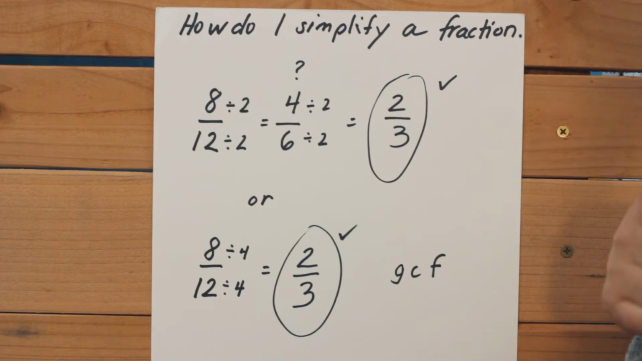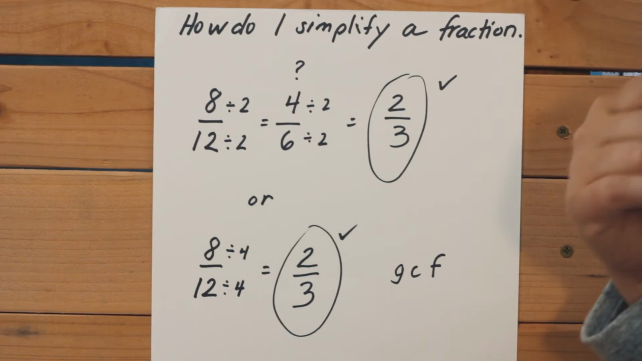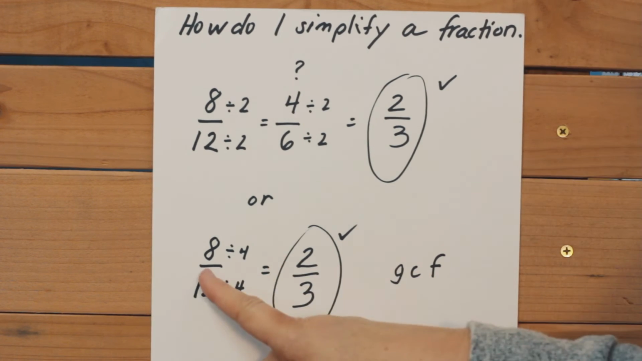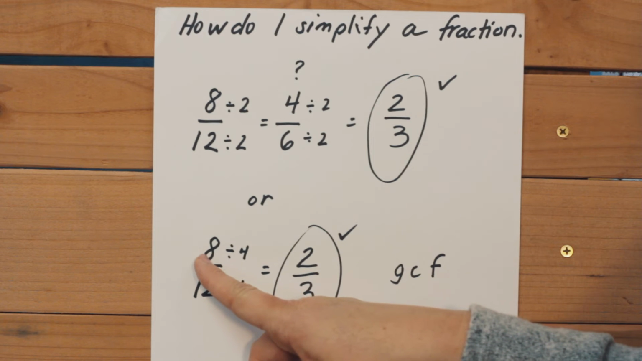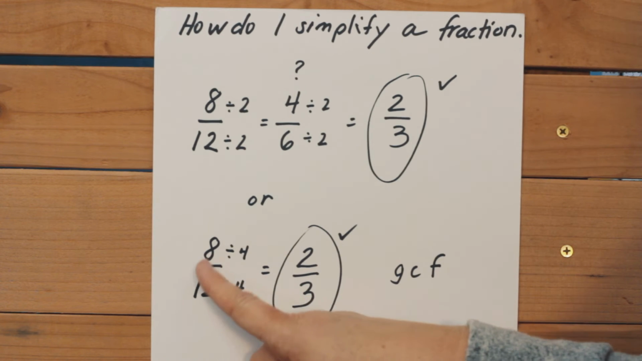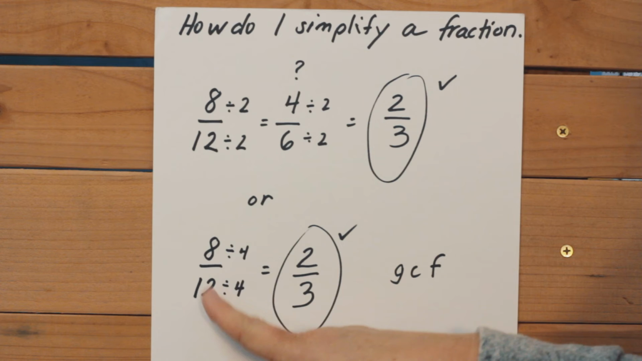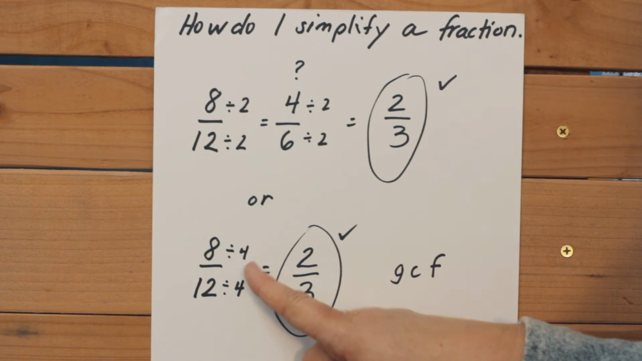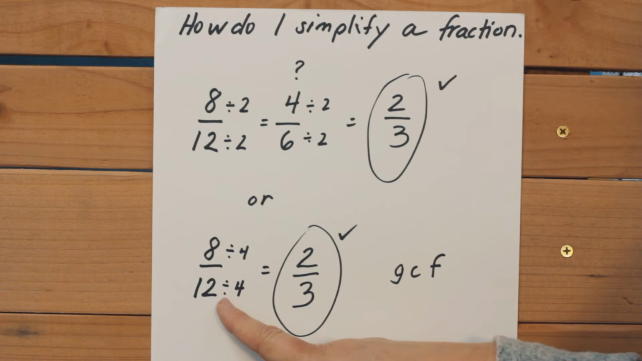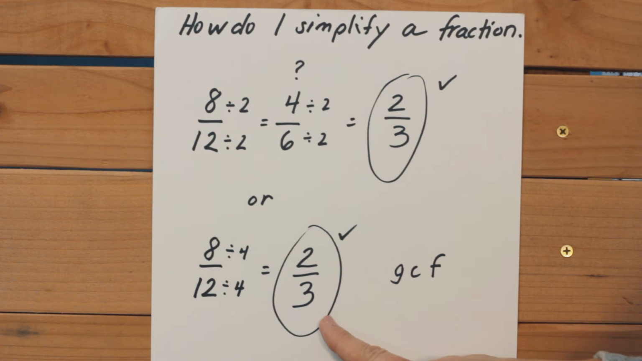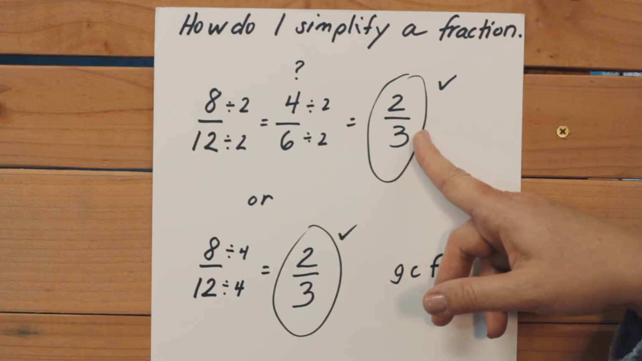A faster way, a shortcut, would be to find what we call the GCF, which is the greatest common factor. We know the greatest common factor that goes into both 8 and 12 is 4. 8 divided by 4 is 2. 12 divided by 4 is 3. So that was much faster, and we got the exact same answer.